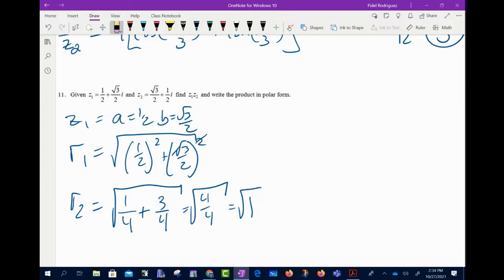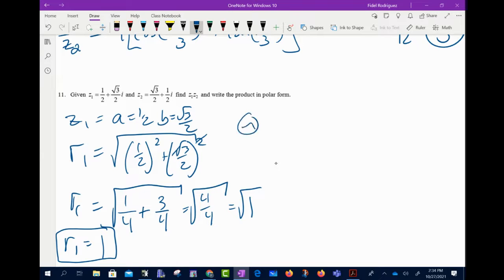Y'all remember what the square root of 1 was? 1. Okay, boom. So we found our R1, okay? We're going to find our angle now.